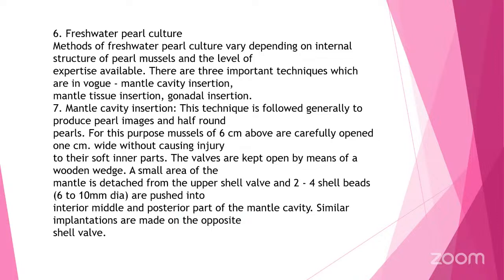A small area of the mantle is detached from the upper shell wall, and 2 to 4 shell beads, that is up to 6 to 10 mm diameter, are pushed into the interior, middle, and posterior part of the mantle cavity. Similar implantations are made on the opposite shell wall also.